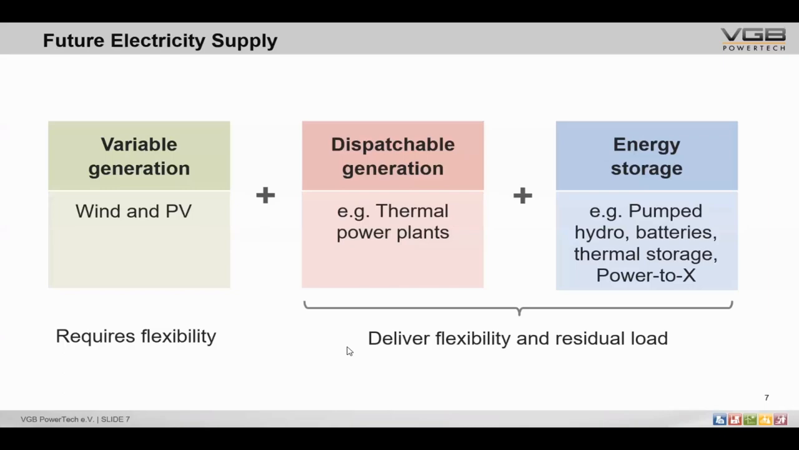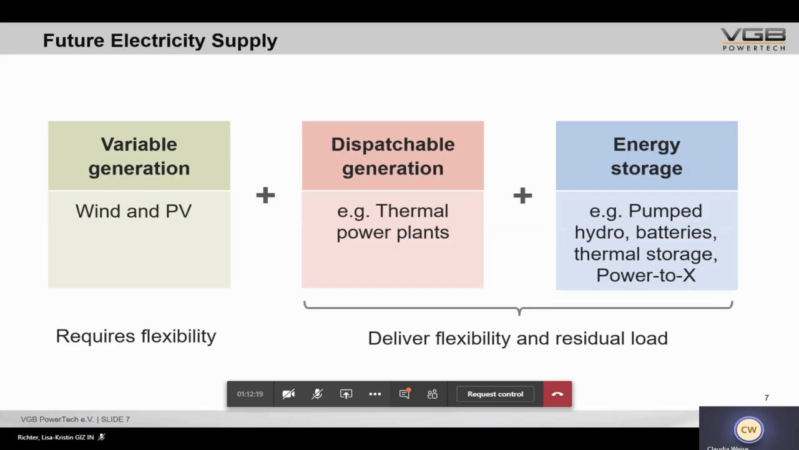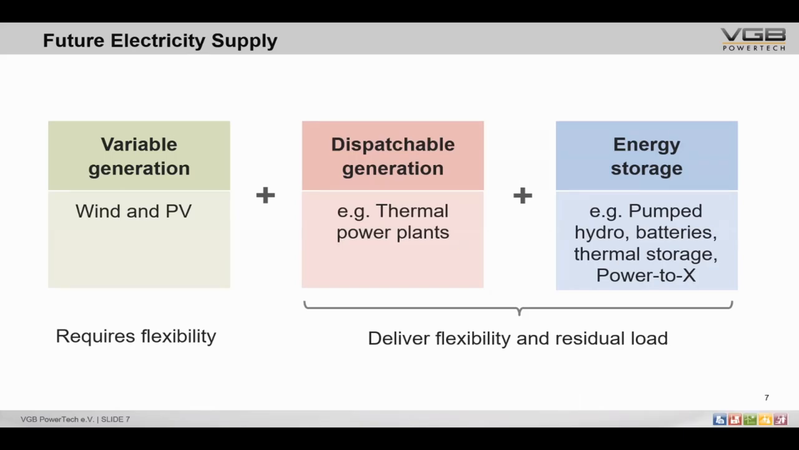But in the absence of a commercially viable solution at the moment, most of the flexibility needs to be provided by dispatchable power generation. And this mainly refers to thermal power plants. So these both have to deliver the required flexibility, and of course also the residual load associated to this, which is required to secure the supply of energy. So that is why in a future energy system the flexibility of power plants is really a must.